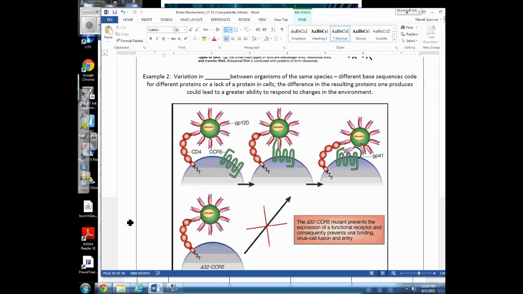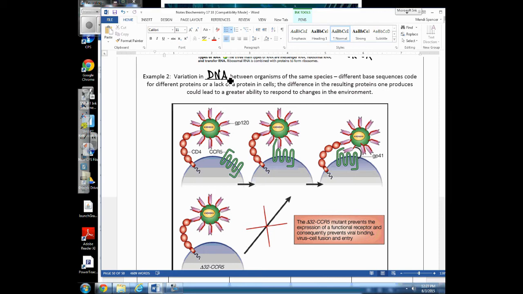All organisms have DNA, but there's variation in DNA. Let's just focus on variation in DNA between organisms of the same species. Because DNA varies, then organisms are going to produce different proteins. And sometimes some organisms aren't going to produce certain proteins at all because of the variations in DNA. So here's an example where an organism has a variation, and this variation is going to help this organism be more flexible, be more robust, be better able to survive a change in environment.